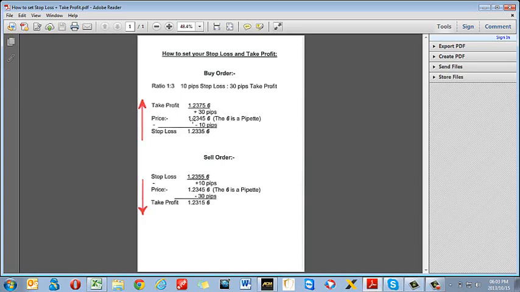So from the decimal place there, it's 1, 2, 3, 4th. The 4th decimal place is in fact the number 5. The 5th position is that number 6 there. In other words, that is my pipette, so that's a percentage of a pip. When I do my calculation, I put that to the side for the time being. I'm using this as an example.